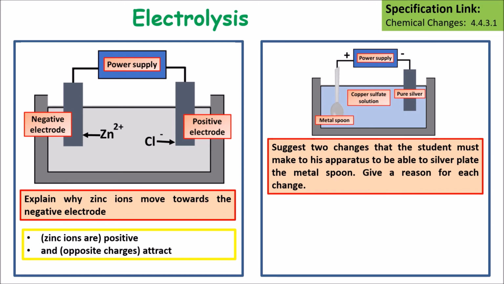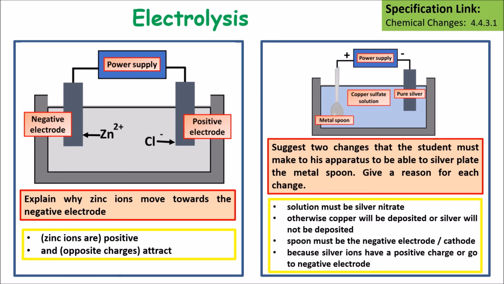And the second one, if we look at this piece of equipment, someone set it up, so suggest 2 changes the students must make to his apparatus to be able to silver plate the metal spoon, and give your reasons. So to start off with, the solution needs to be silver nitrate, not copper sulfate. Otherwise, copper would be deposited, not silver, and the spoon must be moved to the negative electrode because silver ions have a positive charge.